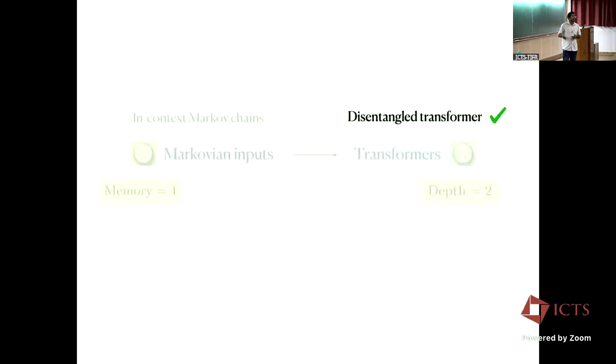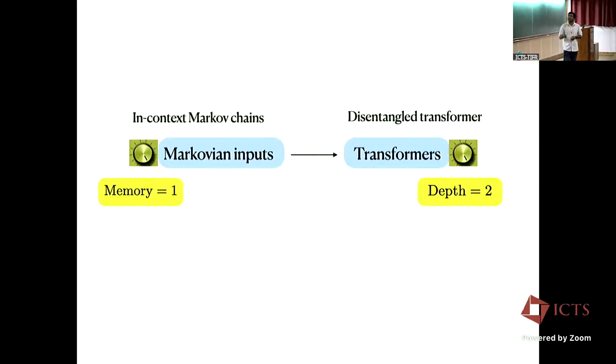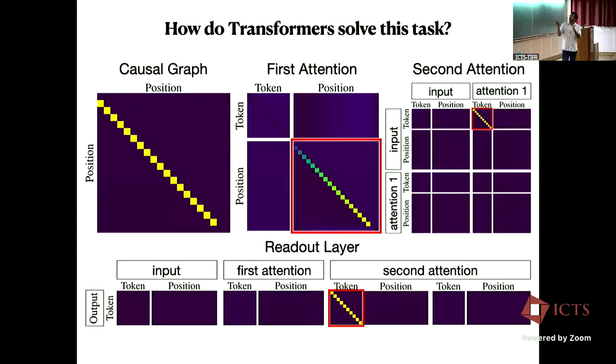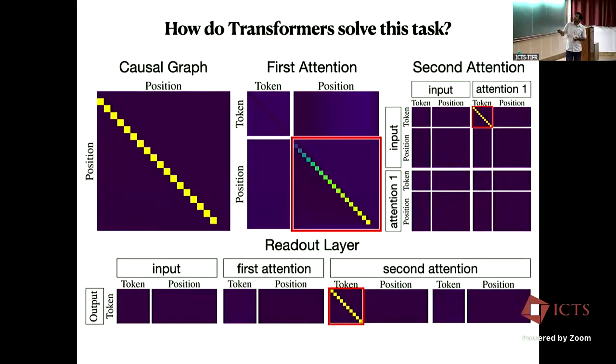Now let's look at what happens if you train this disentangled transformer on this in-context Markov chain. This is how the overall attention patterns look. There's a lot going on here, so let me walk you through all the important parts. The first part, as you see here, is the causal graph. As I said before, this is the first order Markov chain, so the dependency is just shifted by position 1. That's what you see. This is the causal graph.